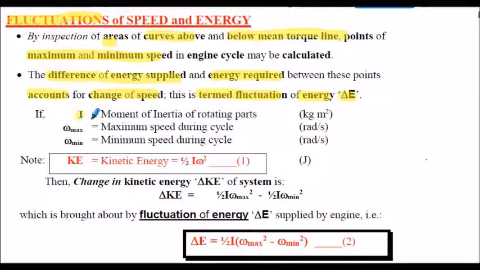So we know that I is the moment of inertia of the rotating parts in kilogram meter squared. Now omega max, I'm using a lowercase omega here, so don't forget lowercase omega in the work I undertake. I always consider that to be radians per second, and you always want radians per second in this work, okay? So omega max is the maximum speed during the cycle, and omega min is the minimum speed in the cycle. And where that occurs depends on the distribution of energy that's occurring.